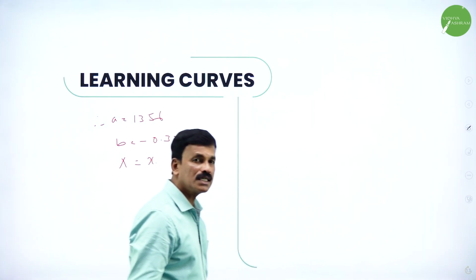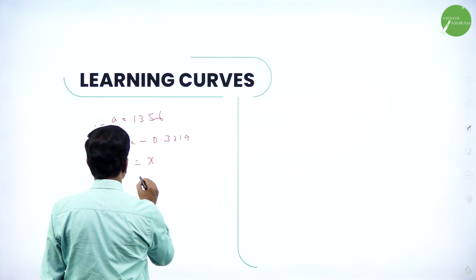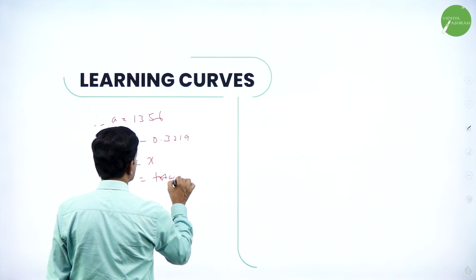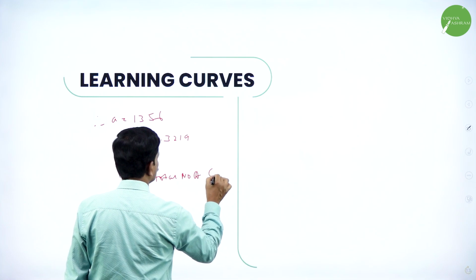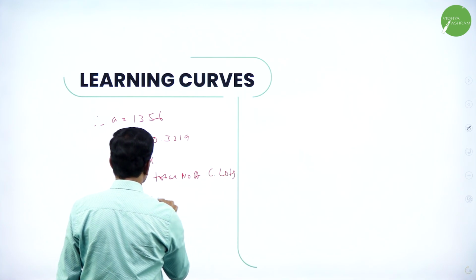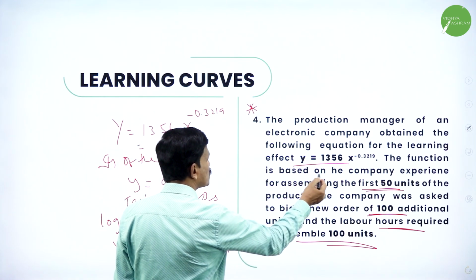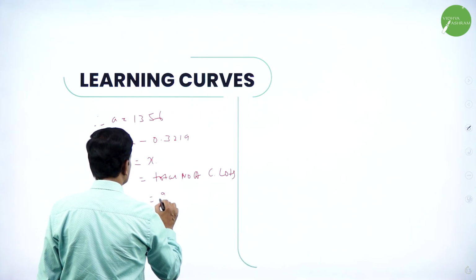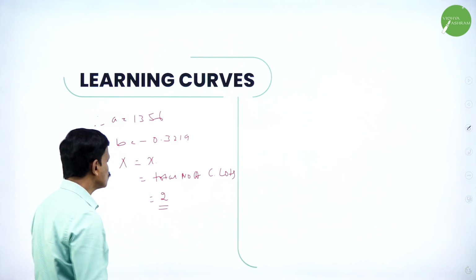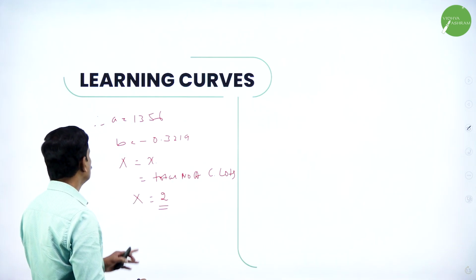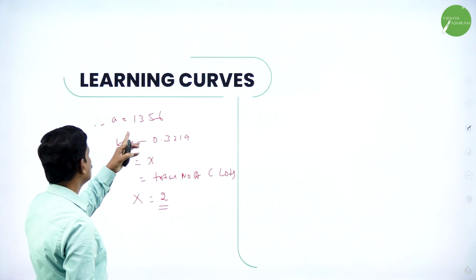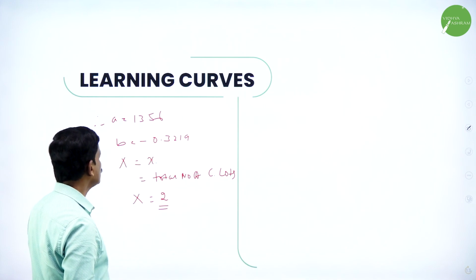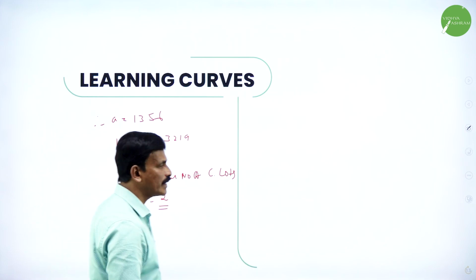Right. Now what is x? X here is the total number of cumulative lots. The first lot is 50 units, and we have to find out for the 100 units. So x is equal to 2. So here x is equal to 2, A is equal to 1356, and B is equal to minus 0.3219.